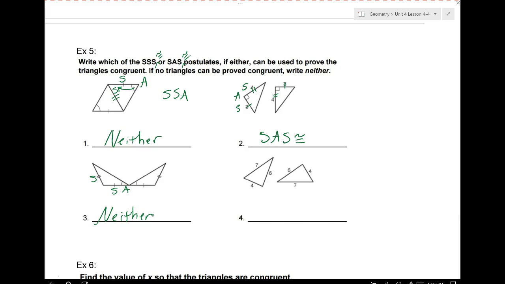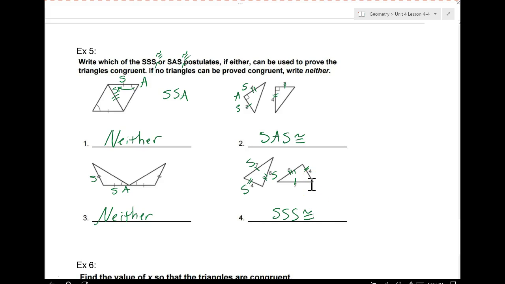Number 4. SSS. Yeah, because if you marked it right, if we matched it up correctly, you got a pair of corresponding sides here that are congruent. The 4s are congruent. The 6s are there. Right. This was side, side, what? Yep, side, side, side. Congruent. Excellent.